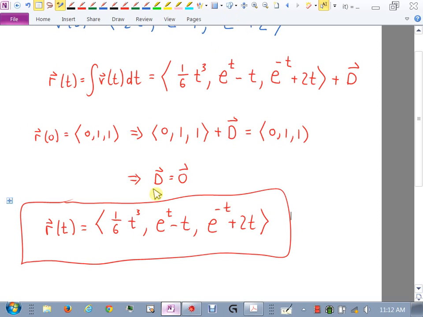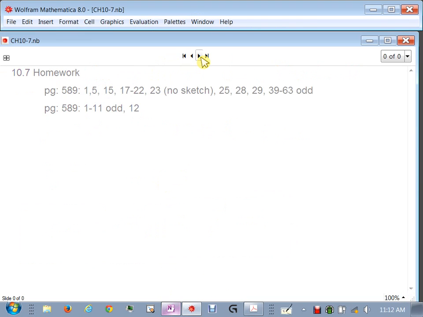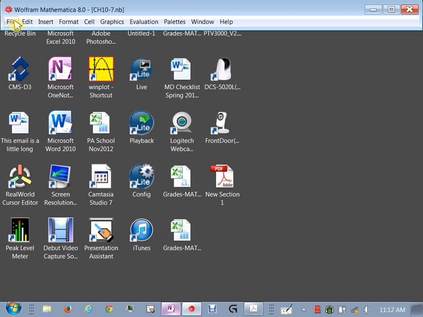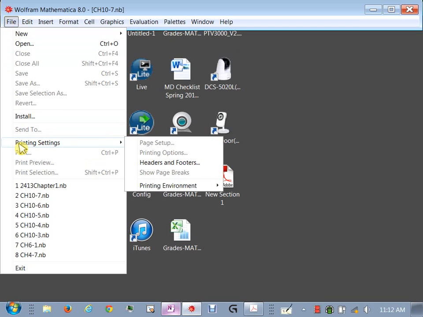All right, I believe that's it for this section. I had checked last time that that was the right page number? Yeah, 589. All right, so that's it for 10.7. I believe that's the right page, 589. It's 10.7 in the book.